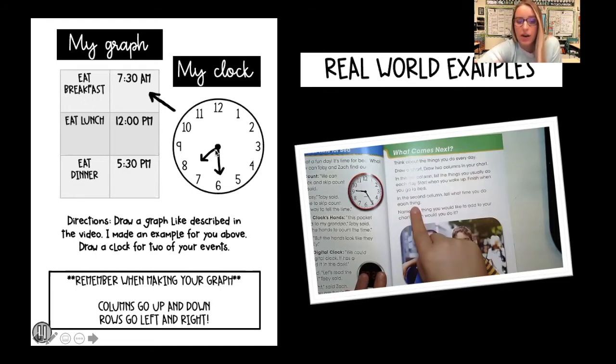On the right side of my graph, I did an example clock. So I got a blank clock, and then I drew my time right here. I put 7:30. So I just put what was on my graph and I put it onto the clock.